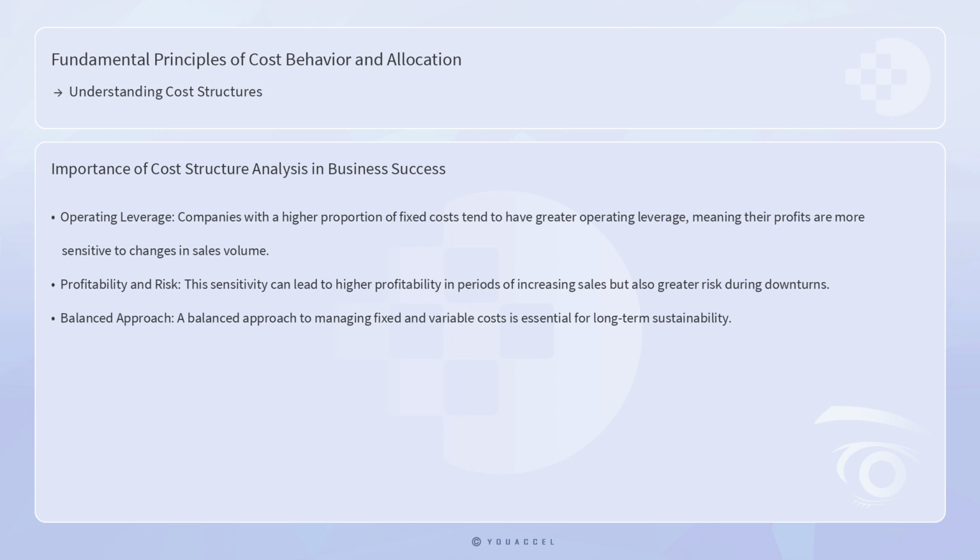Empirical evidence supports the importance of cost structure analysis in achieving business success. For instance, a study by Banker and Johnston found that companies with a higher proportion of fixed costs tend to have greater operating leverage, meaning their profits are more sensitive to changes in sales volume. This sensitivity can lead to higher profitability in periods of increasing sales, but also greater risk during downturns. Therefore, a balanced approach to managing fixed and variable costs is essential for long-term sustainability.